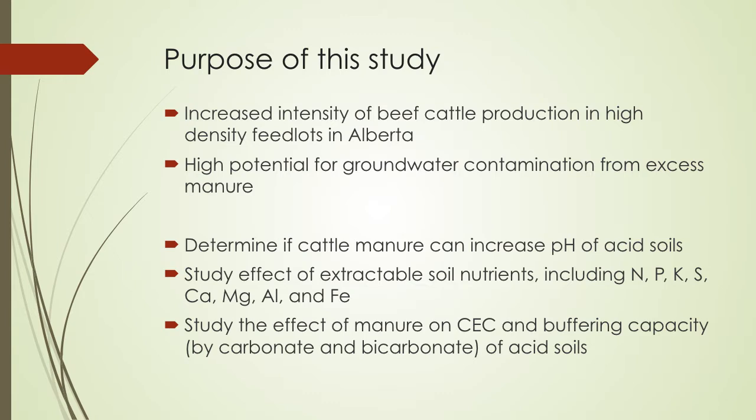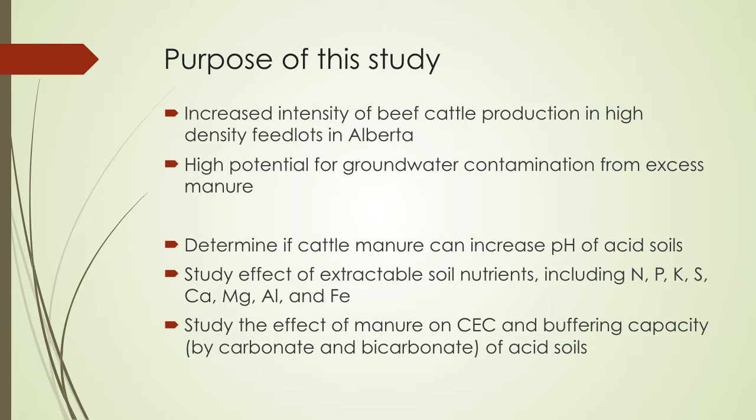So the purpose of the study was to measure the ability of cattle manure to increase the soil pH in acidic soils in Alberta, Canada. And the reason why they did this is because there's been an increase in beef cattle production in the area, and there's a need to find a use for the excess manure in the area. If it's not used, it can cause groundwater contamination, leaching of nitrates and other nutrients into the water table, which can cause problems.